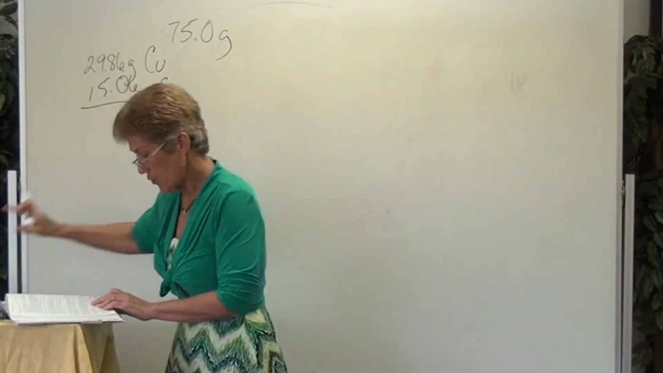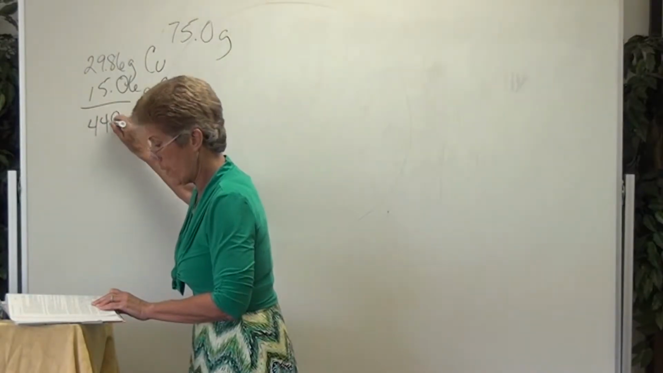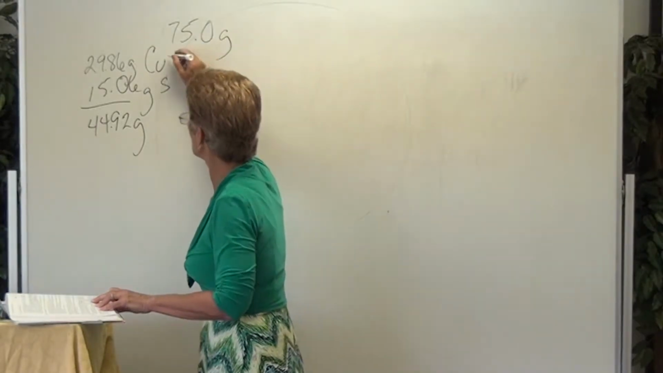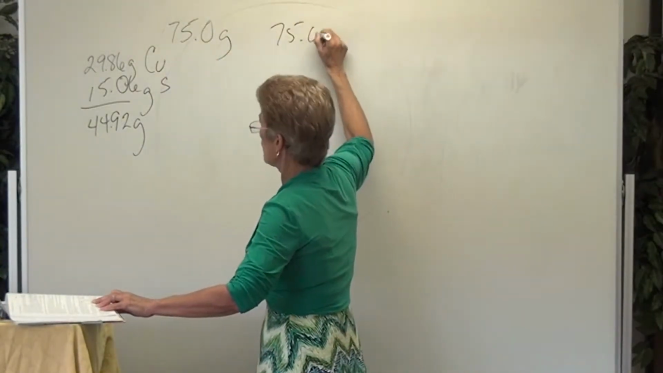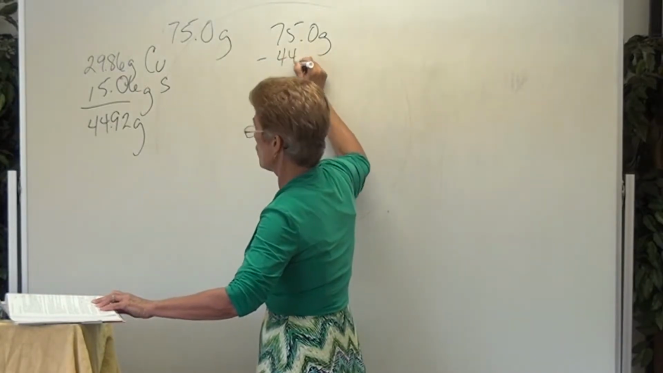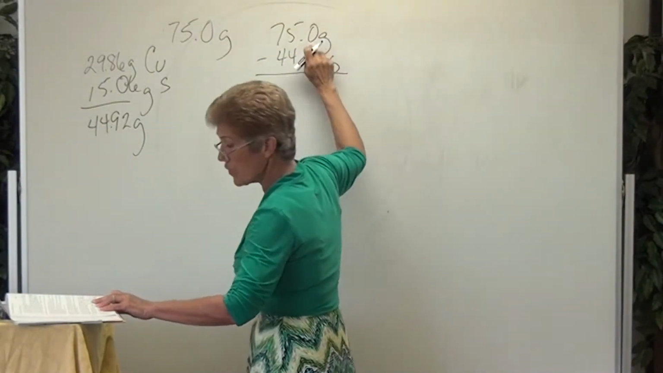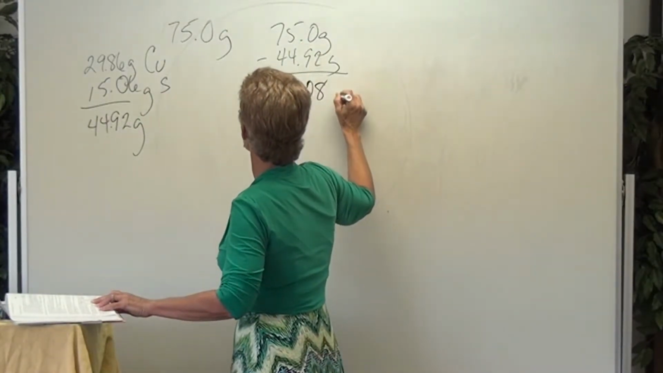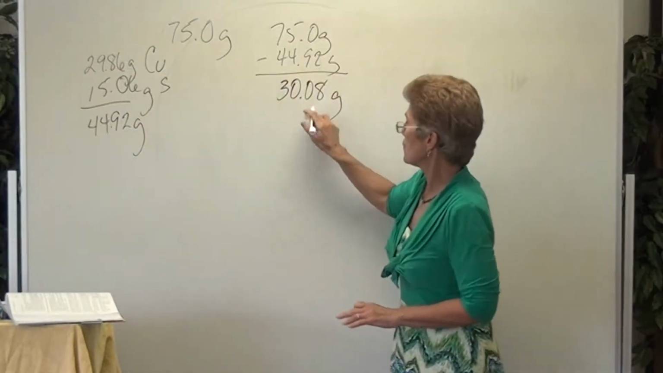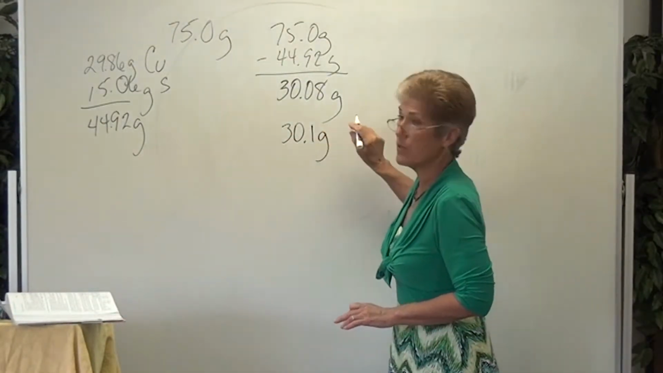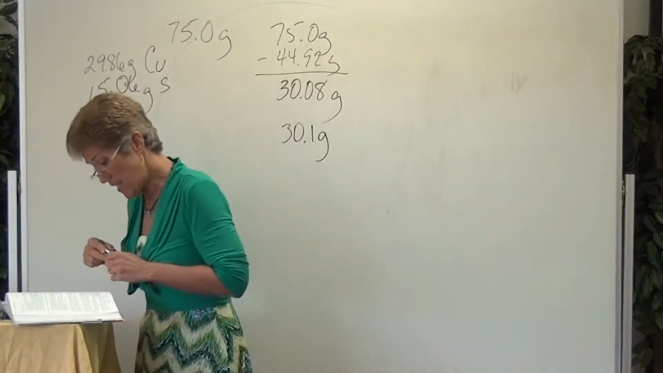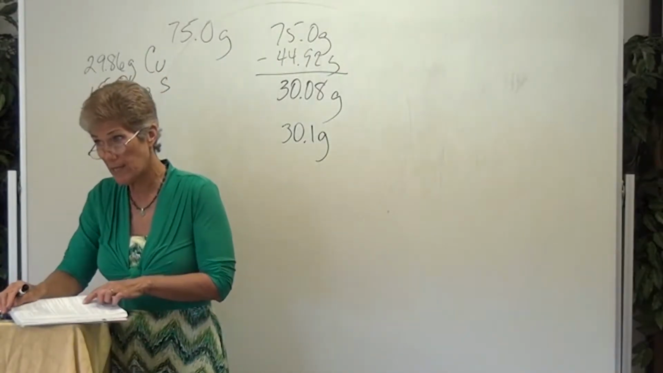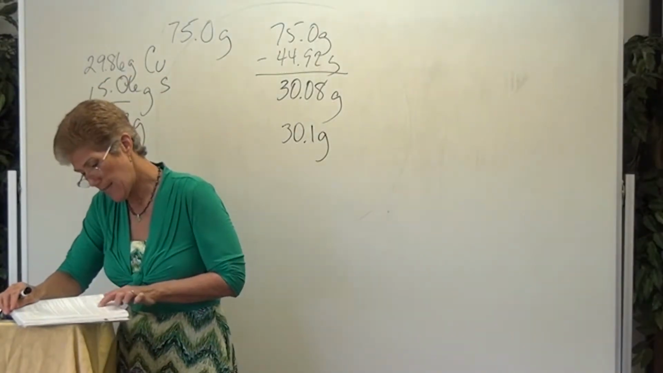If you add these up, you get 44.92 grams total. And if you subtract that from this, 75.0 grams minus 44.92 grams, remember, you've got to go to that place. What comes out of your calculator is this, but you've got to lose this. So you're going to go 30.1 grams of oxygen. Everybody sees why? Because this only goes to the 10th place, so this answer has to go to the 10th place. You take the least precise. So that's the answer for A.